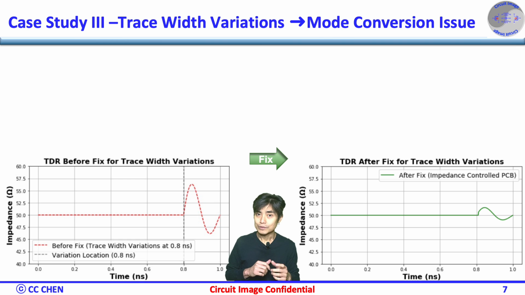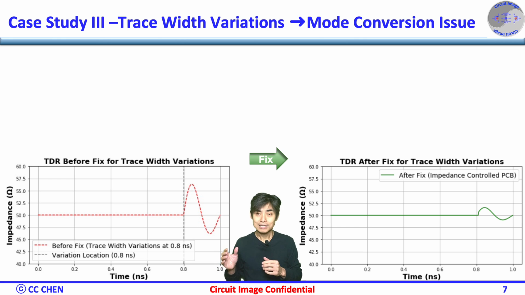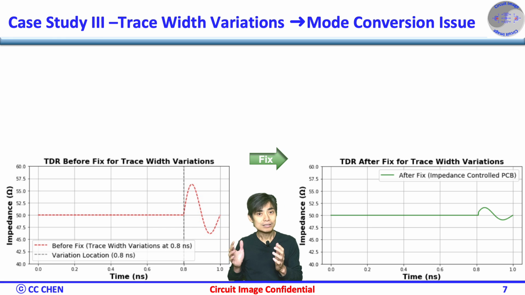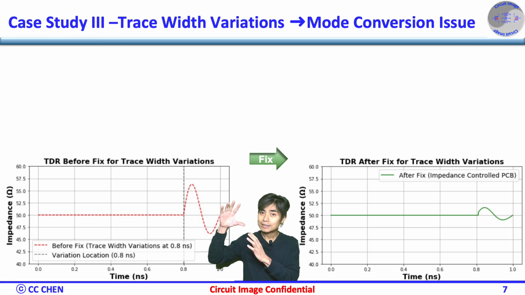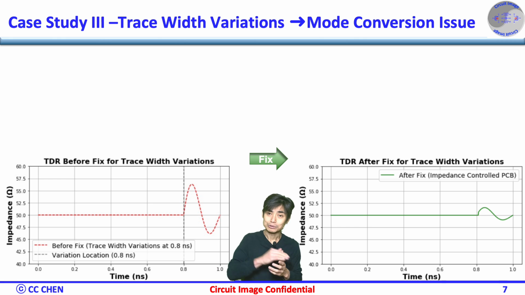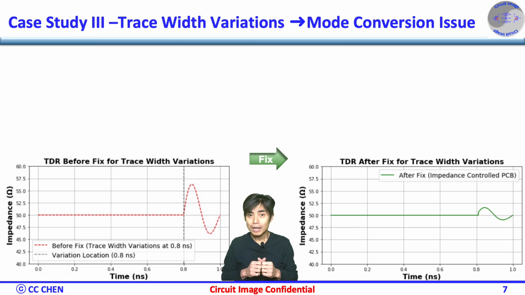TDR measurement reveals the culprit. Trace width variation caused by PCB manufacturing tolerance. In some areas, the traces are slightly narrower, increasing impedance. In others, they are wider, decreasing the impedance. This creates a series of small impedance mismatches, leading to increased mode conversion and return loss degradation.